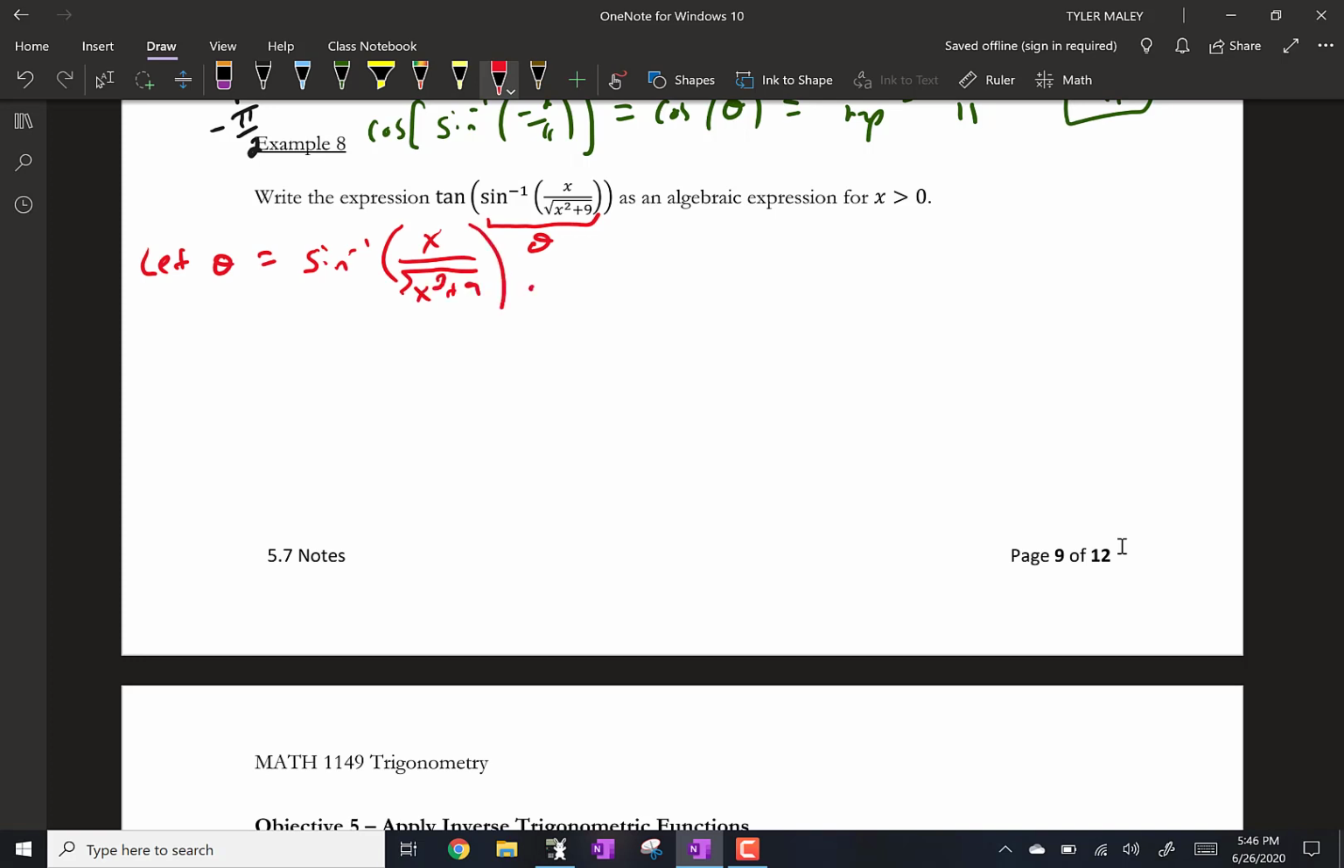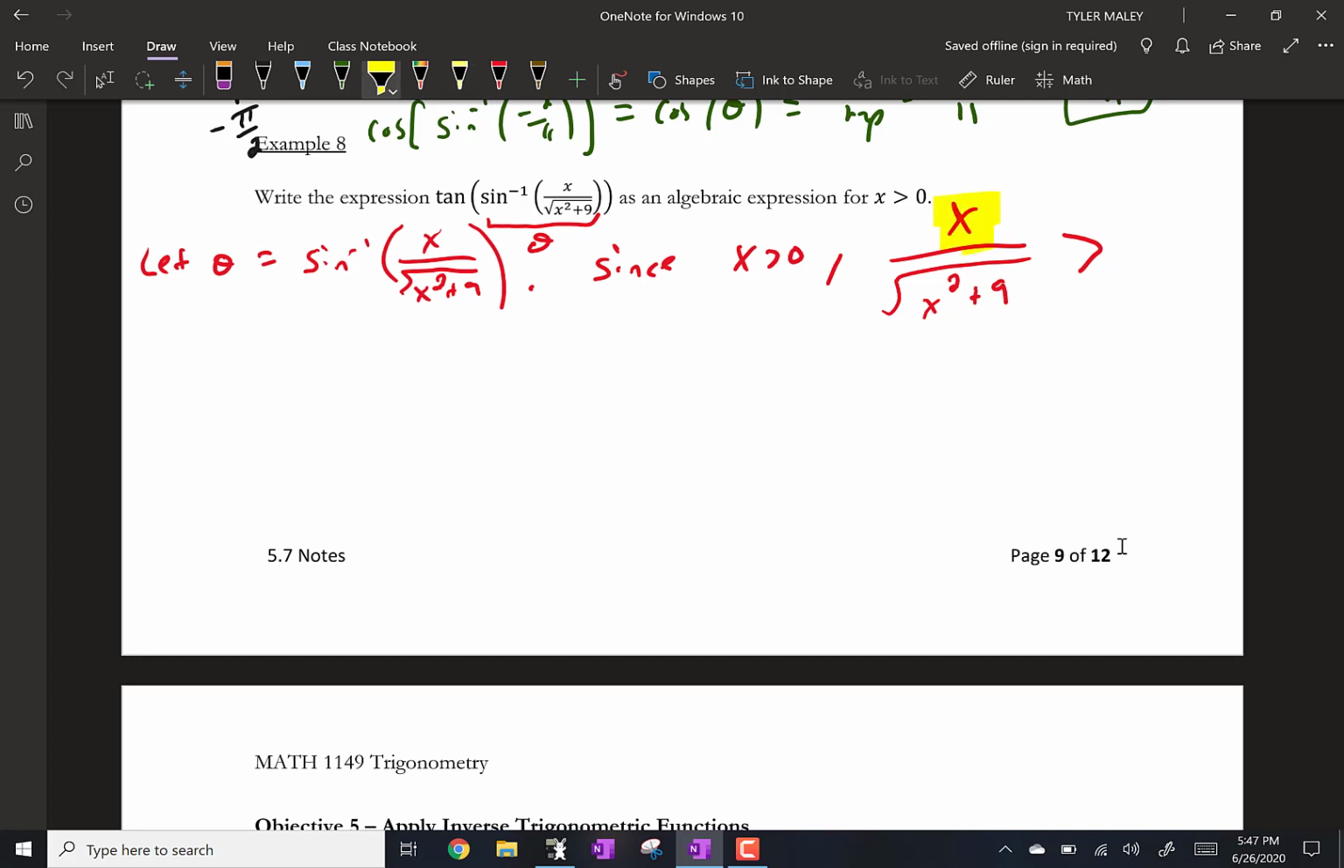Now something to note is since x is greater than 0, that means x divided by the square root of x squared plus 9 has to also be greater than 0. Oops, I didn't write this very well. So x over radical x squared plus 9 is also greater than 0. So the way to think about it, if we focus in on the numerator, whoops, I meant to do a highlighter.